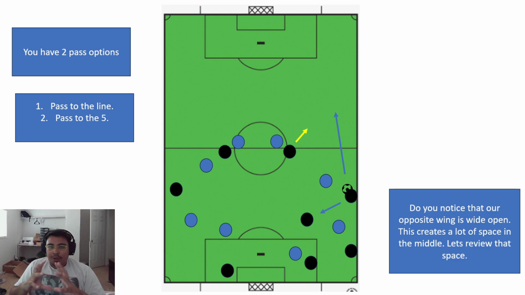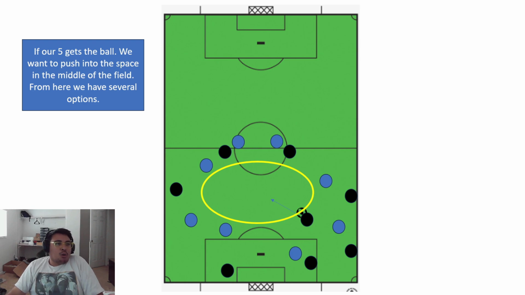Let's review that space. That space in the middle is going to be crucial for us to succeed while attempting this exiting strategy. And as you can see, this is what I'm signaling to. Our second center mid has emptied the middle, and our left mid is running up the line to be an option of attack as well, and staying wide so we can keep that middle wide open. If our 5 gets the ball, we want to push into the space in the middle of the field. From here, we have several options.